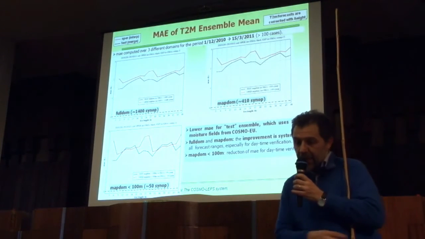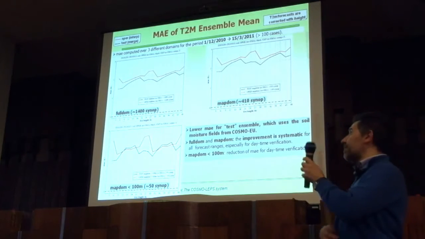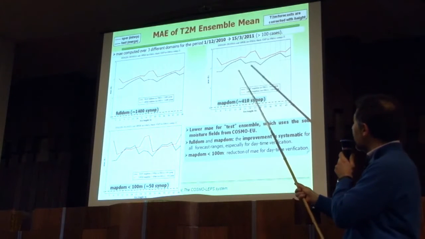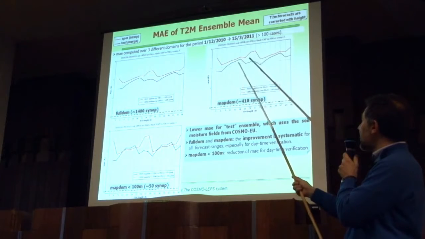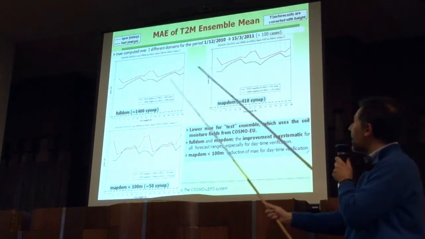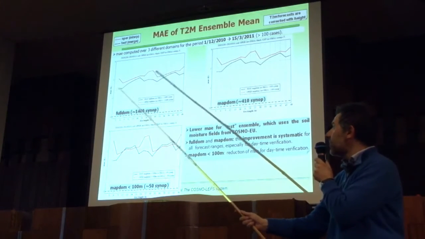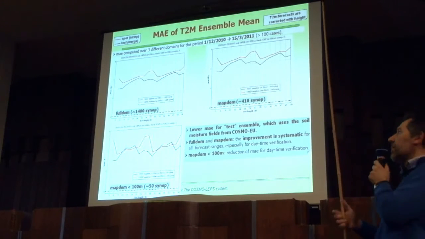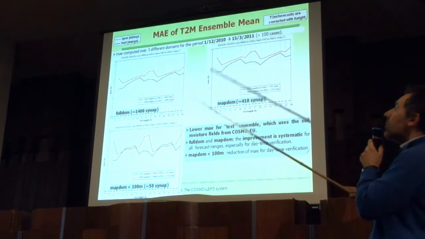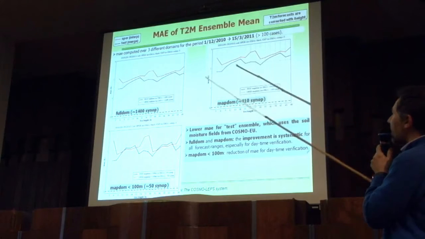This is especially true for daytime verification, especially at lunchtime. When you verify the ensemble mean at lunchtime, you can see that the gap is a bit larger. So again, you did not remove the error, but at least you have a reduction of it.